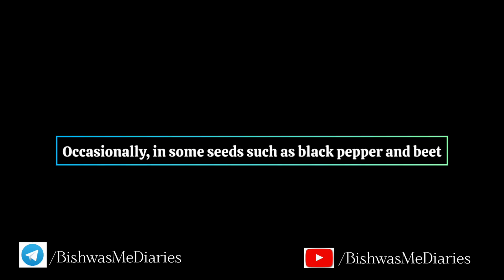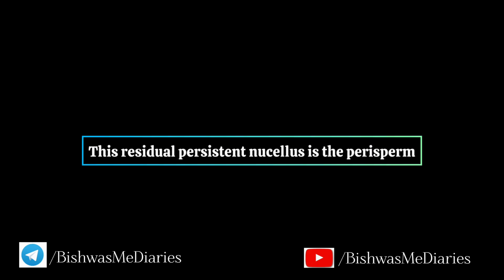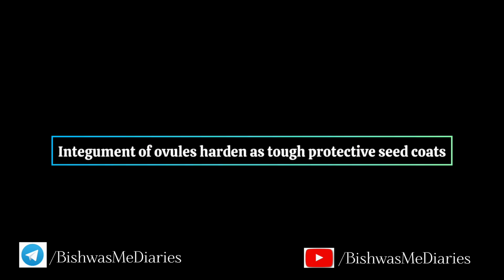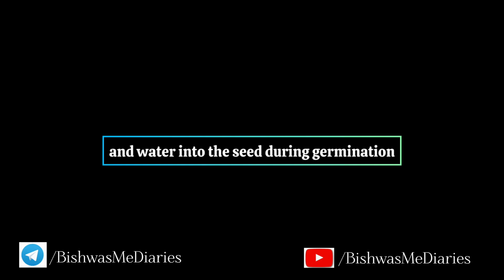Occasionally, in some seeds such as black pepper and beet, remnants of nucellus are also persistent. This residual persistent nucellus is the perisperm. Integuments of ovules harden as tough protective seed coats. The micropyle remains as a small pore in the seed coat. This facilitates entry of oxygen and water into the seed during germination.